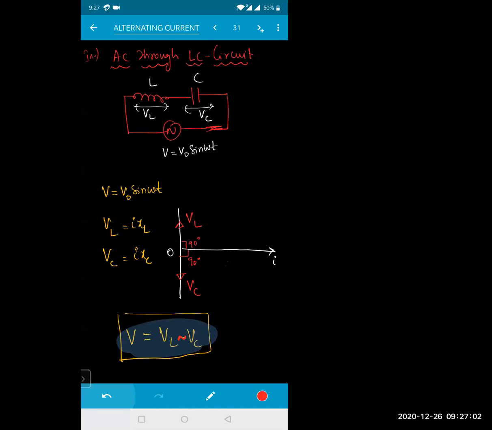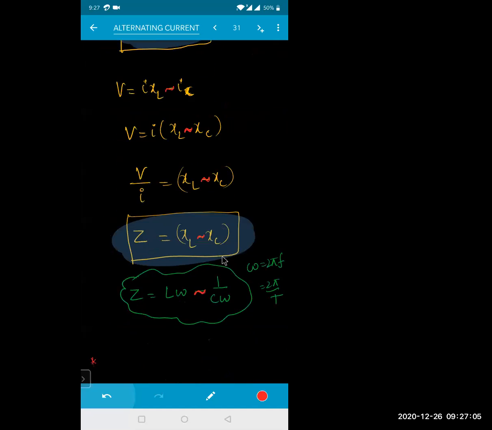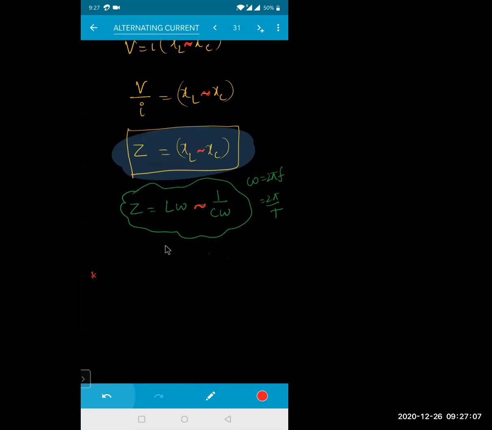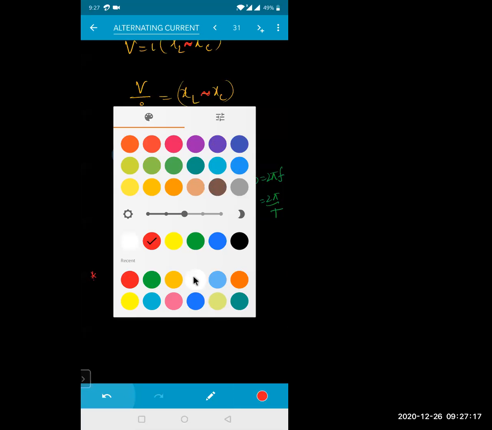This is the condition. Otherwise, you can write VC minus VL also for the given condition. Now, what is the phase angle beta? Z is equal to XL minus XC. So the phase angle will be equal to how much? The phase angle will be equal to pi by 2.